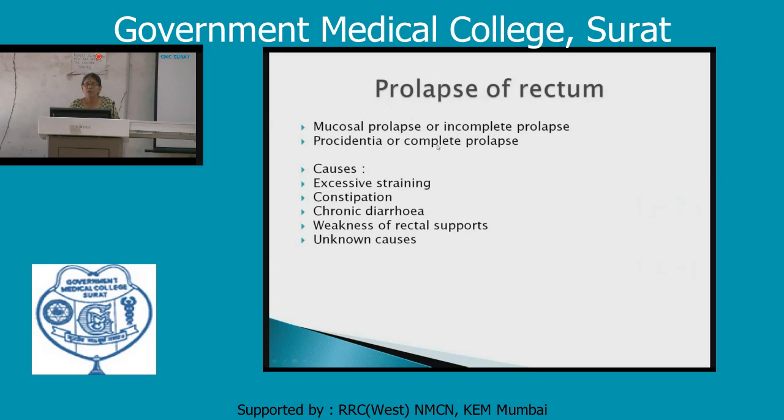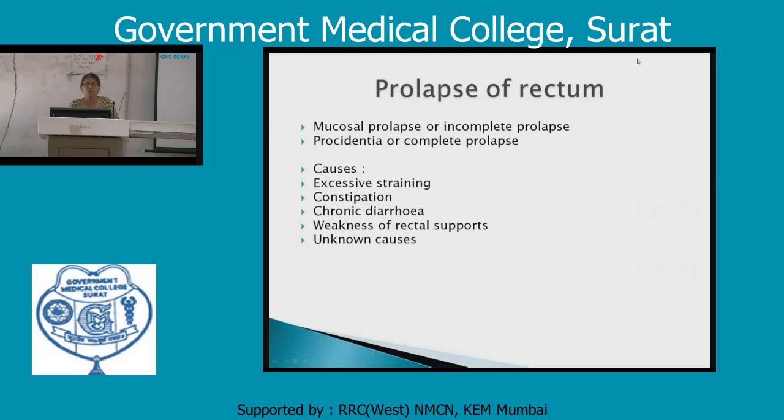Second is complete prolapse, with all four layers, that is mucosa, submucosa, circular and longitudinal muscles. All the coats are prolapsed out. The rectum is coming out in the anal canal or even can come out from the anus. That is complete prolapse, or known as procidentia. So prolapse can be incomplete, of mucosa only, or complete, where the entire rectum is prolapsed.